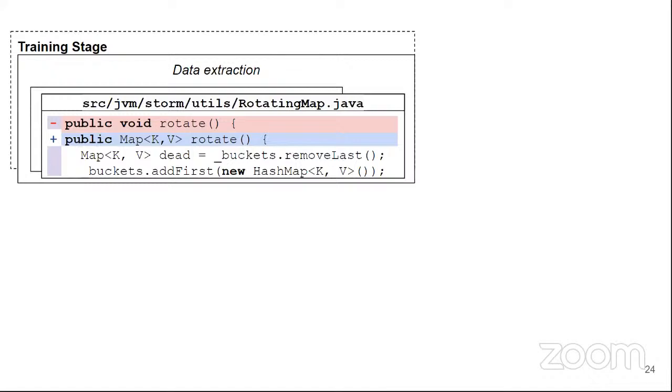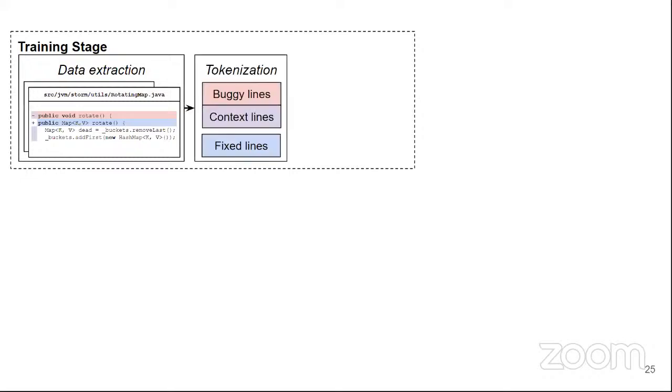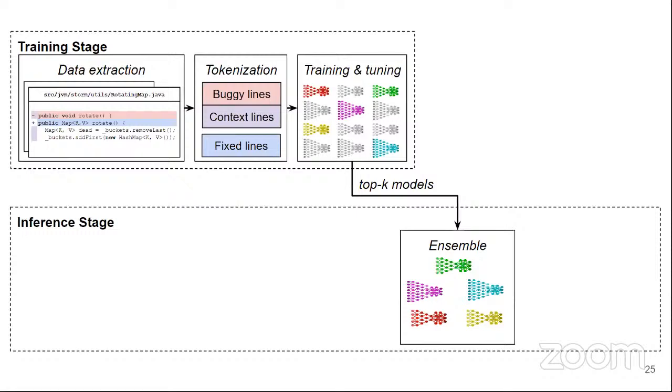Now I'm going to present the overview of our approach. First, in the training set, we extract millions of instances from commits from open source repositories in the following format. We have a buggy line with a red background, the fixed line in blue, and the context lines with the purple blocks on the left. Then we tokenize these lines and tune many different models with different complexities for one epoch. Then we select the top K models and train them further until they converge.